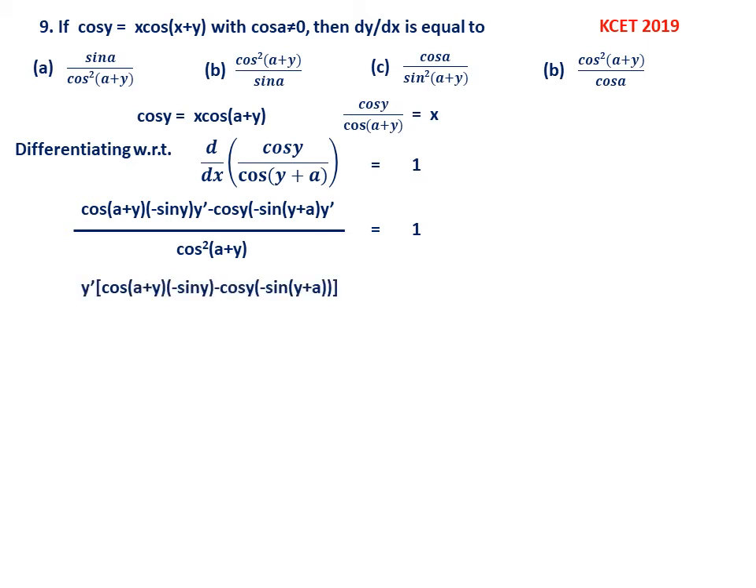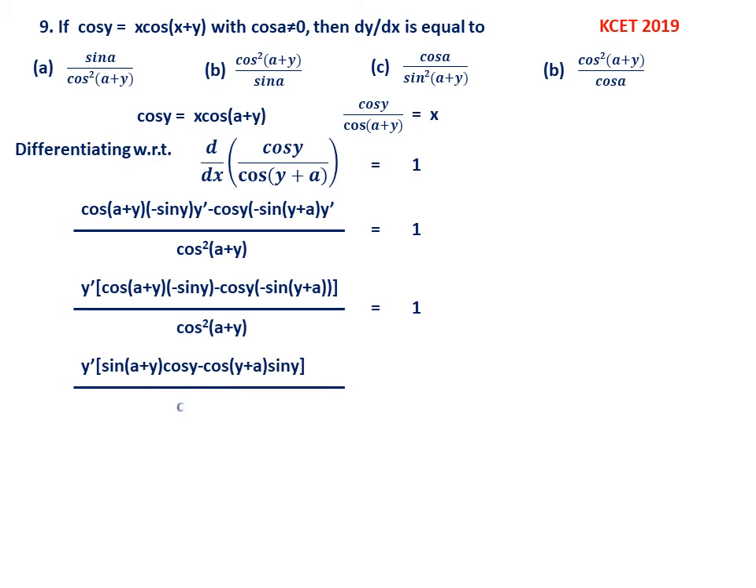Now y dash can be taken out. So I have taken y dash outside. Then it is cos of a plus y, then minus sin y, minus cos y into bracket minus sin of y plus a, then divided by, of course, cos square a plus y equal to 1. Now you can rearrange like this. See, minus cos y minus sin of y plus a together, it is plus, minus of minus. So that I have taken first. Then the first term minus sin y is there. Therefore multiplying, you get minus cos y plus a into sin y. So divided by this one equal to 1.